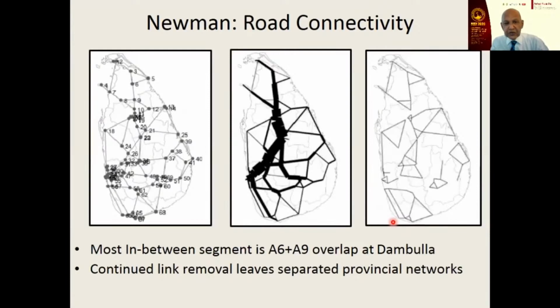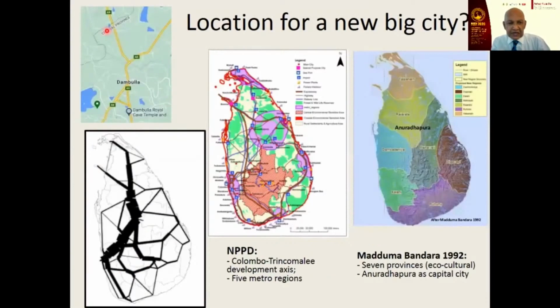And if you do this to Sri Lanka's road network, the most connected road link is the A6 and A9 overlap at Dambulla. That means the greatest amount of traffic in the country, not traffic so much as the route, in order to get from one place to another, will tend to pass through these overlapping roads. So this is the area.